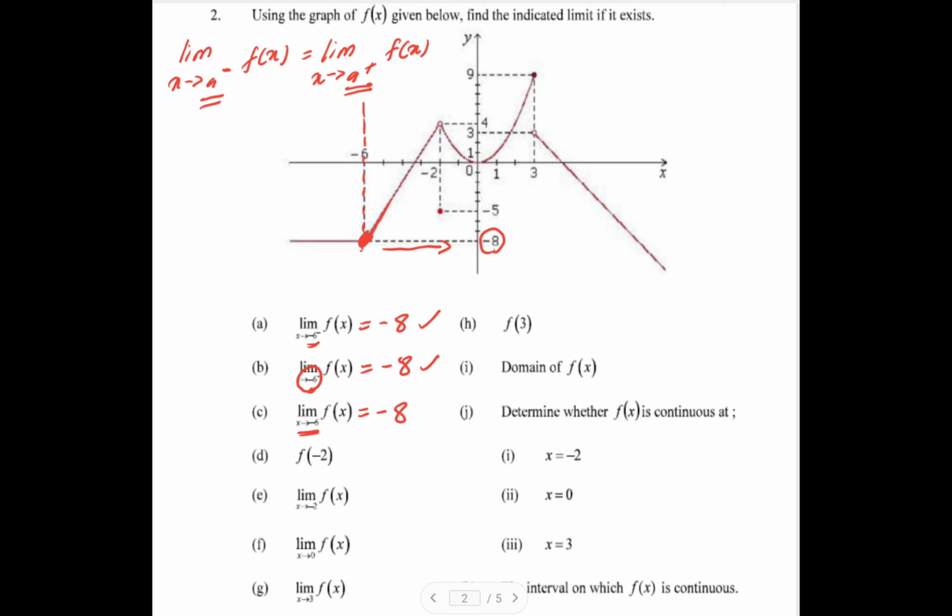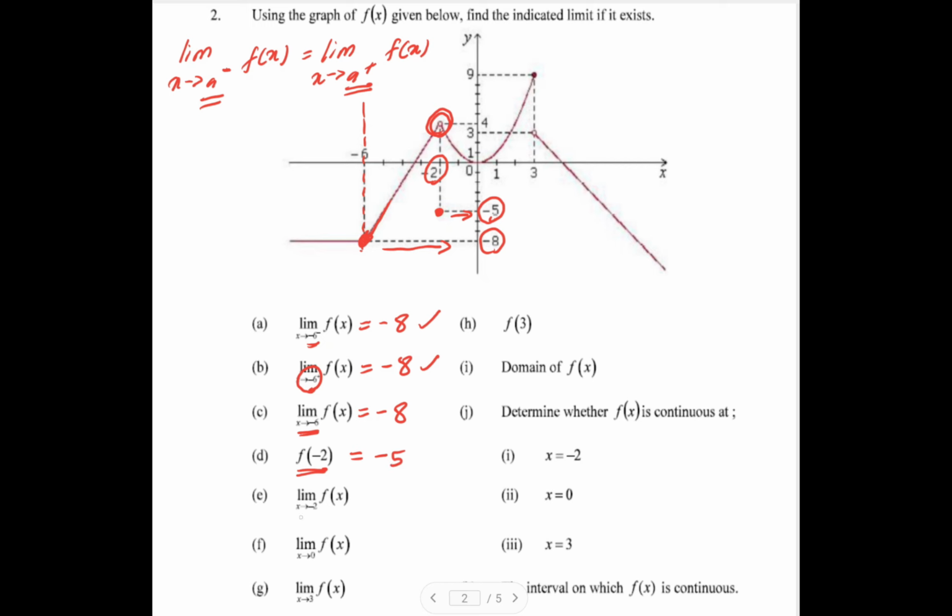And then question D, f(negative 2). Remember, when we want to find the function value f(negative 2), the point must be included. So, where is negative 2? Negative 2 is here. Okay, but the upper point is not included. So we cannot choose this point, because at this point negative 2 is not included, but we have a point here where negative 2 is included, and the value of y is negative 5. So here the answer is negative 5.